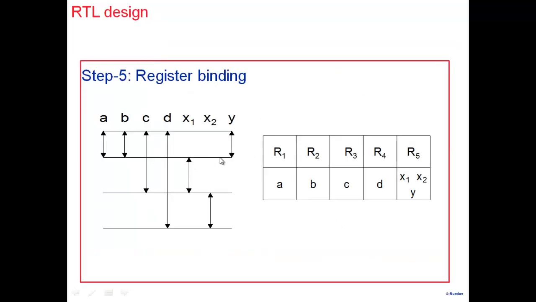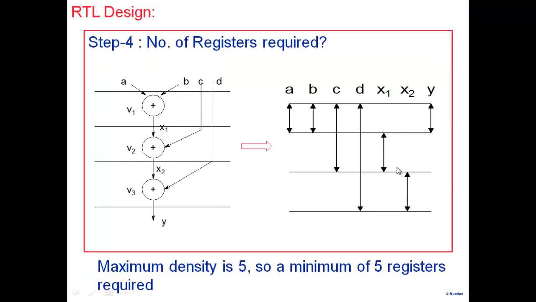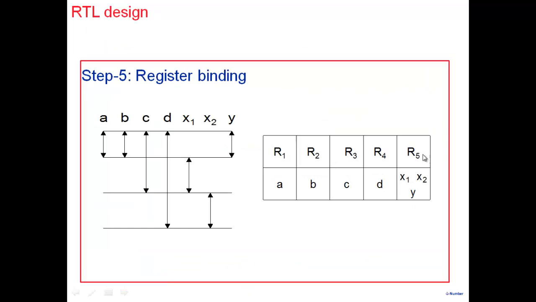So the next thing is, I take R1, R2, R3, R4, R5. And what we have to talk about is, we have to bind the variables to the registers. We said 5 registers are required by looking at this picture. So we write down those 5 registers, R1 to R5, and then we start binding. Binding means we are assigning the variables to the registers. So we say A, fine, R1, B, R2, C, R3, D, R4. So straightforward till now.